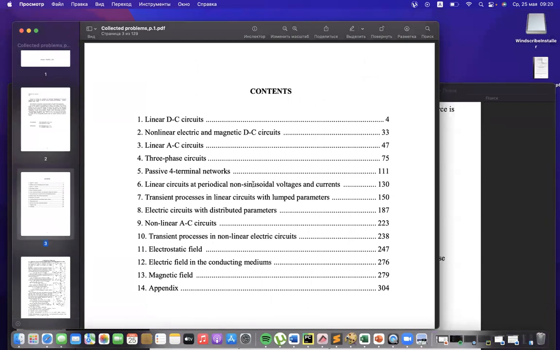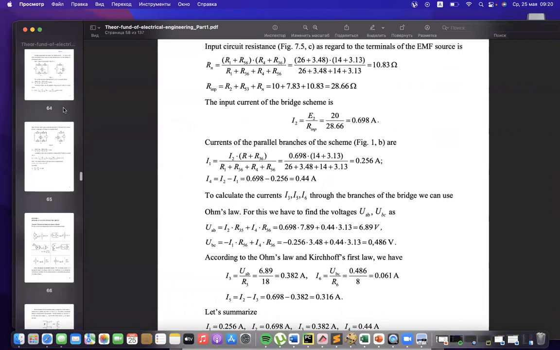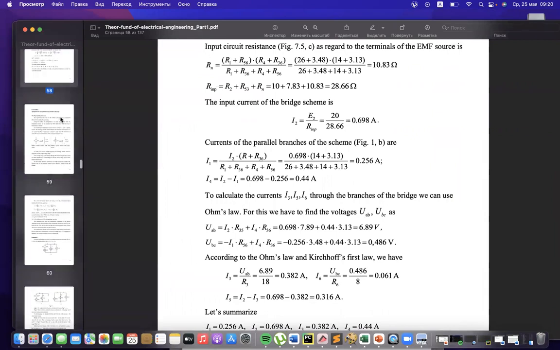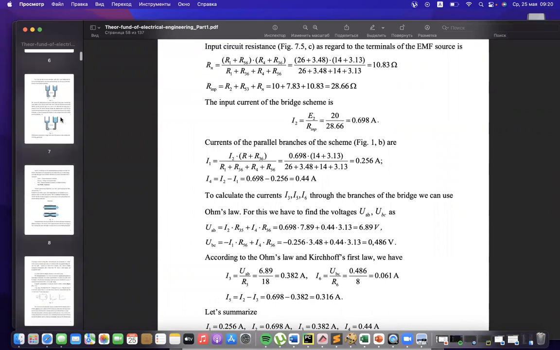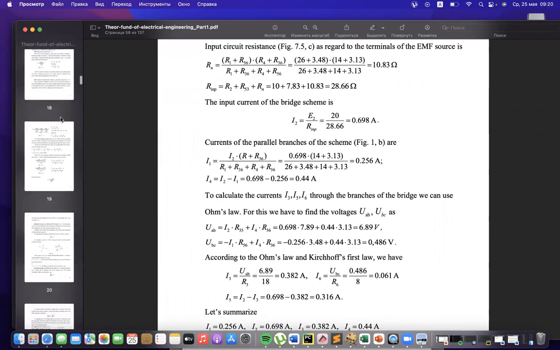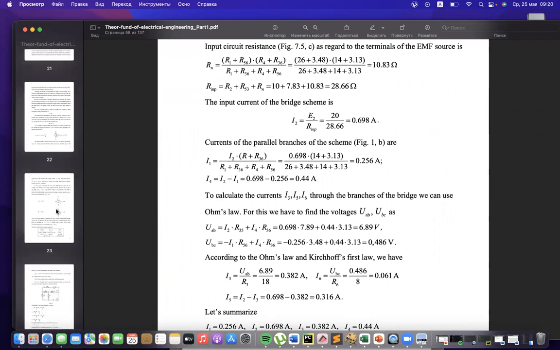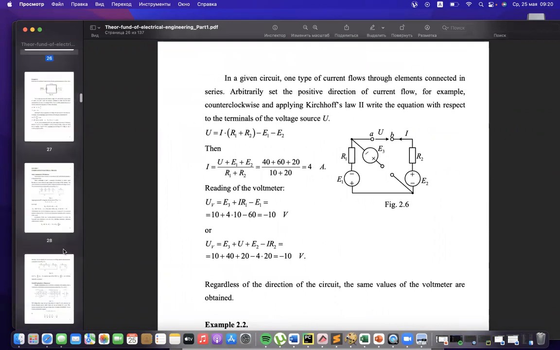Yeah, generally you should use any approach from linear DC circuits. We could find it in our lecture notes. It could be implemented, for example, by the mesh current method.